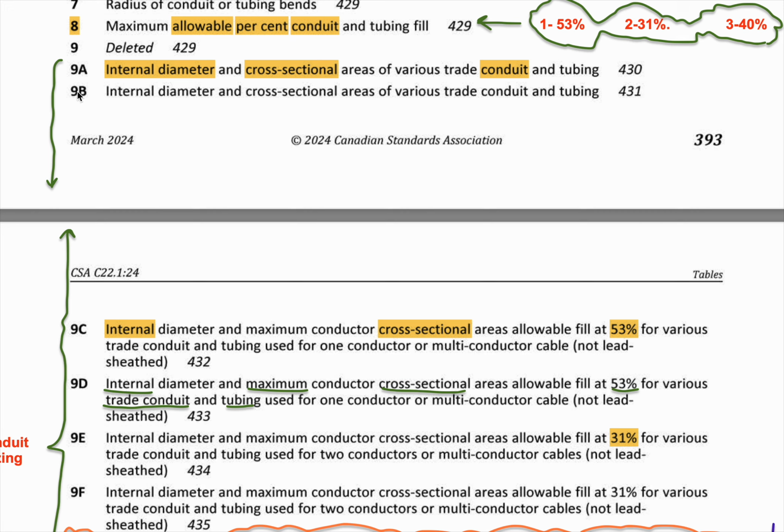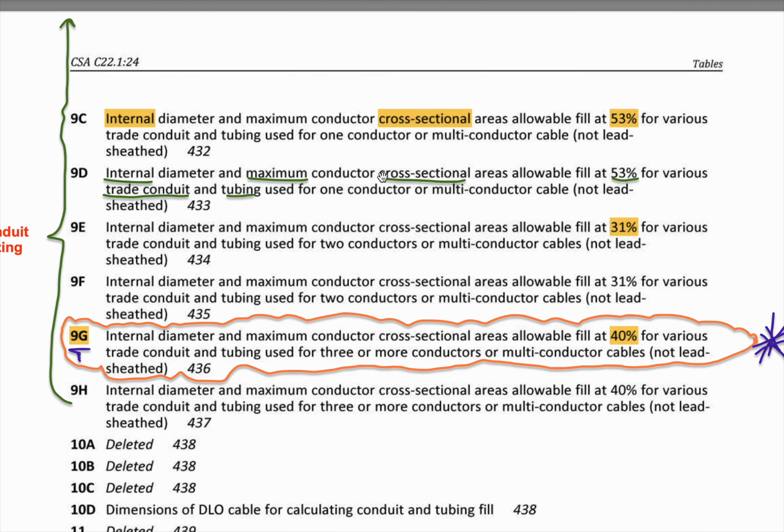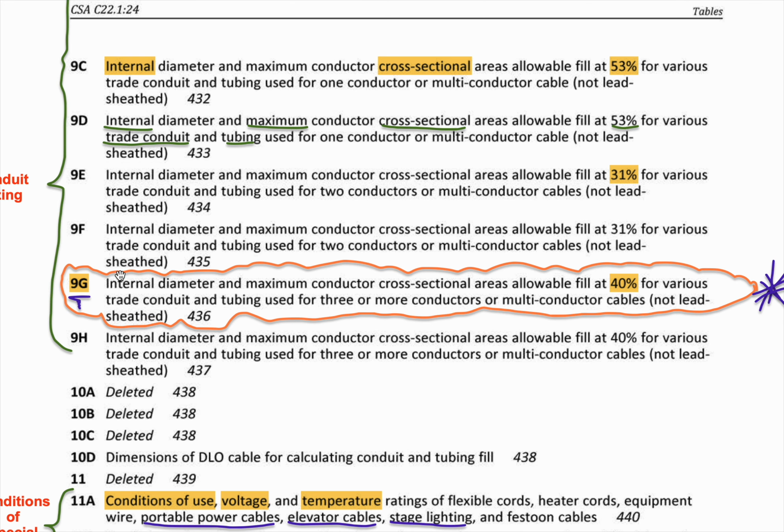Table 9A and table 9B tell us the 100% of the cross-sectional area of a specific conduit. Table 9C and 9D tell us the 53% of the cross-sectional area of a specific size of conduit, and so on.